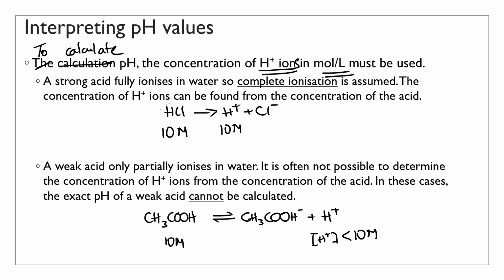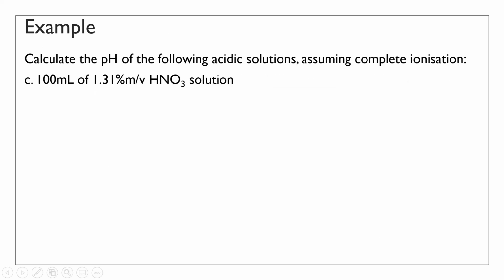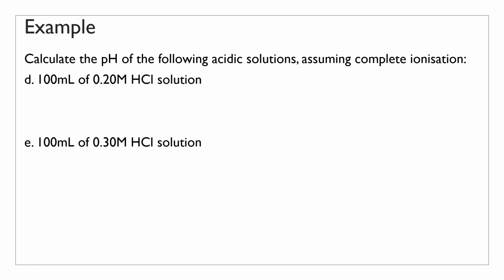So what I'm trying to say is that I'm not going to ask you to calculate the exact pH of a weak acid, at least for this year anyway. There are other ways to do it next year that we may look at. The reason you can't directly calculate it is because you cannot assume complete ionization when the acid is weak. So that's a few points between strong and weak acid, which I strongly recommend that you have in your notes.